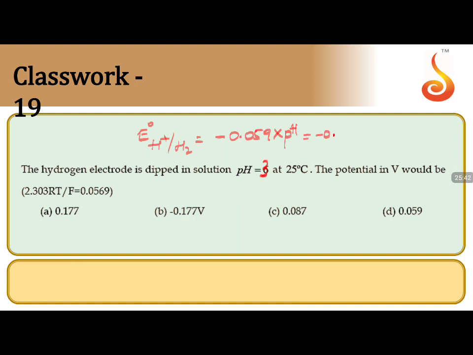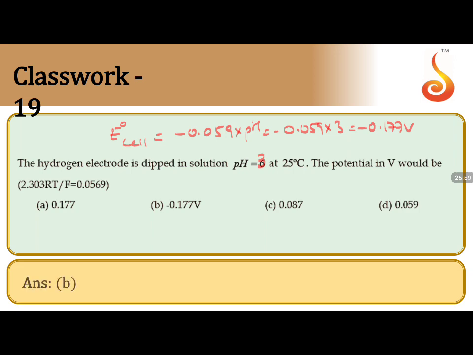So if you write minus 0.059 and take 3, this will be equal to minus, 3 nines are 27, 3 fives are 15, 17, so minus 0.177. So the answer for this should be option B. Option B. So a slight correction is there. pH should be taken as 3 because otherwise no option will match. So I am making the small correction over here. Okay. So moving to the next question.